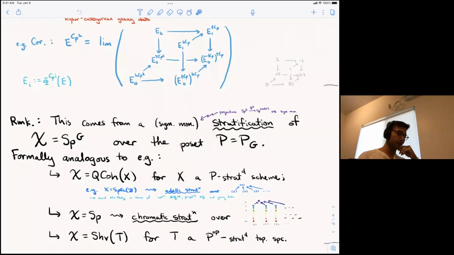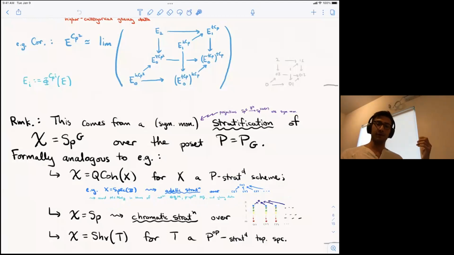So for example, if you have a scheme and it's stratified over some poset P, you get what we call a stratification of its category of quasicoherent sheaves. So for example, with spec Z, this has what deserves to be called an adelic stratification over this poset right here of points of spec Z. So we've got all the primes here and then this generic point. And so for instance, this will record a quasicoherent sheaf, AKA a Z module, in terms of its rationalization, that's assigned to this point, and all of its p-completions assigned to these various points, and then some gluing data as well.